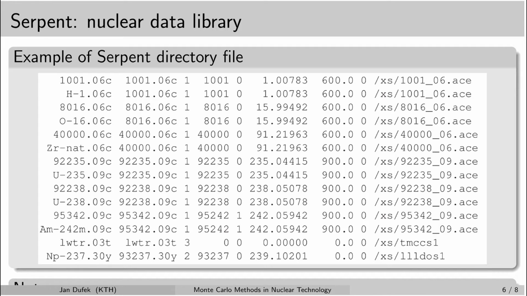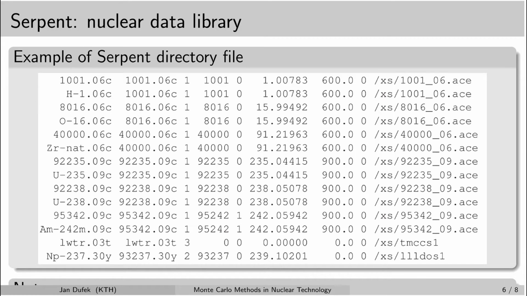Let's have a look at the first line. Here we have the ZA identifier. So from here we can see that it's hydrogen, and we can see the temperature 600 kelvins, and we can see the path to the cross-section library file. So you can see that it's present at the folder XS.